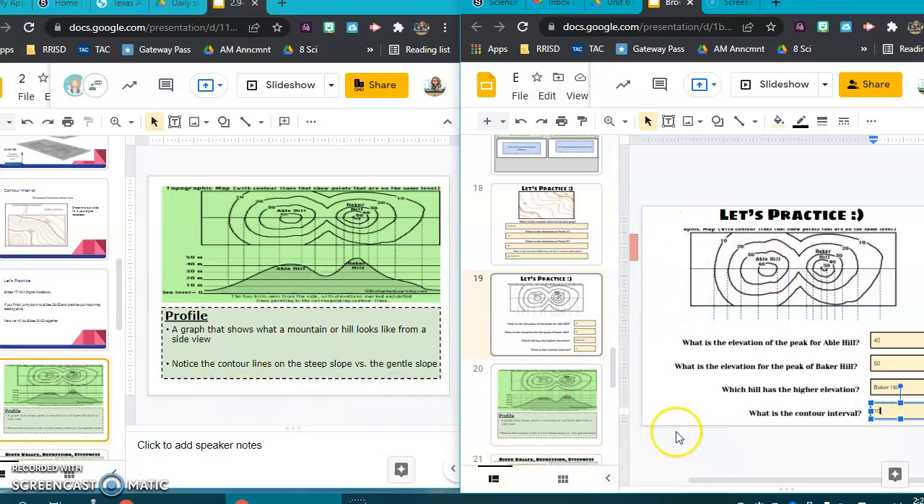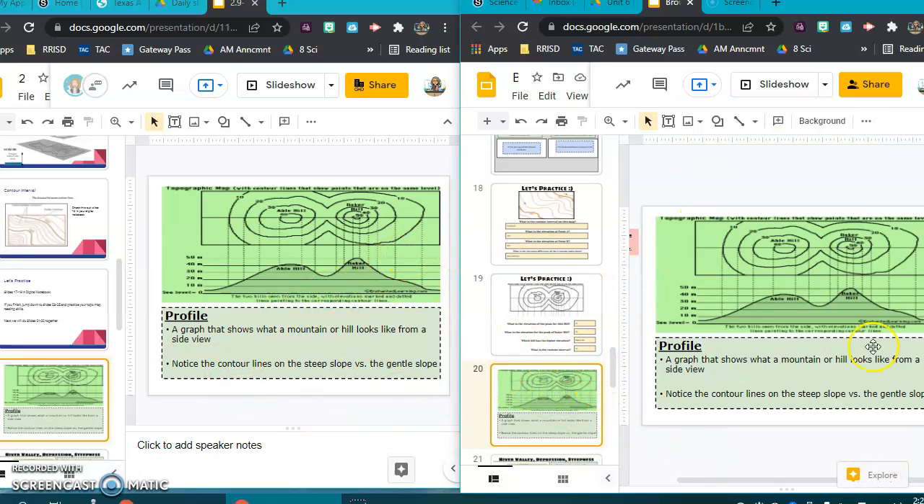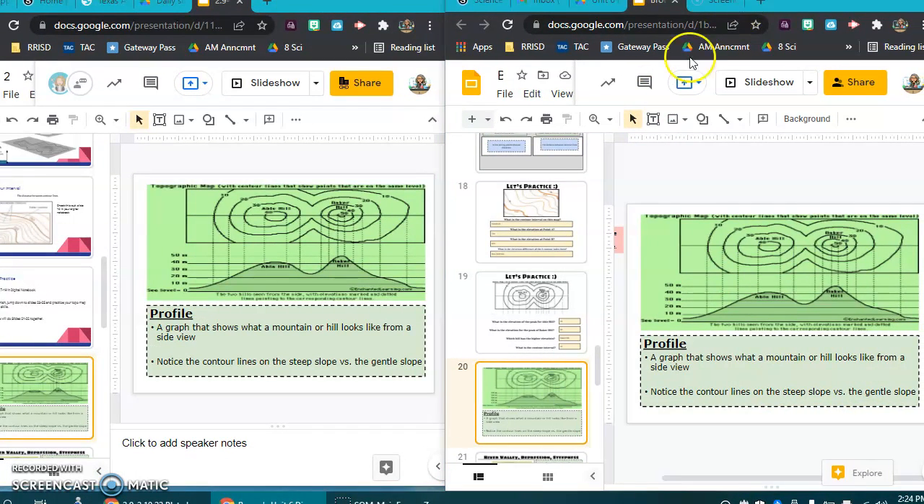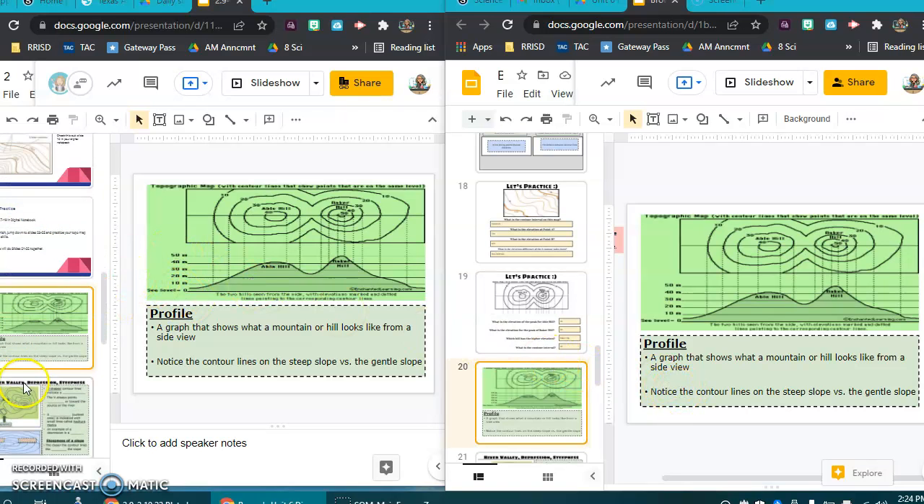I really like this second slide here, 20, because it kind of shows you how they take this flat map and they build a 3D map. And this is like a slice. It says this is a graph that shows what the mountain or hill looks like from a side view. And then notice the contour lines and the gentle slope. So we're working through the slides.